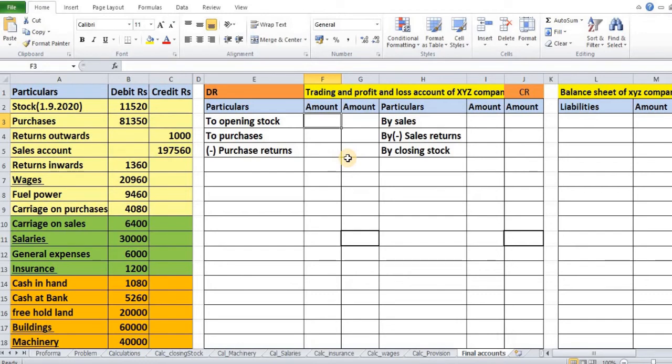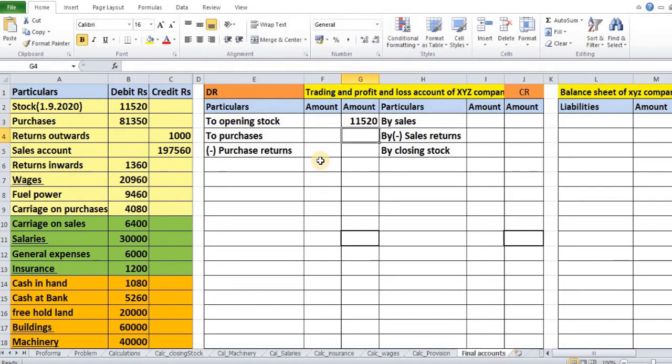As we discussed earlier, while preparing trading account, opening stock, purchases, purchase returns will come on the debit side, and sales returns, closing stock will come under credit side. Now we will update the respective amounts for these items. Our first account is opening stock. Here opening stock amount is 11,520. We will mention 11,520 in the outer column on the debit side.